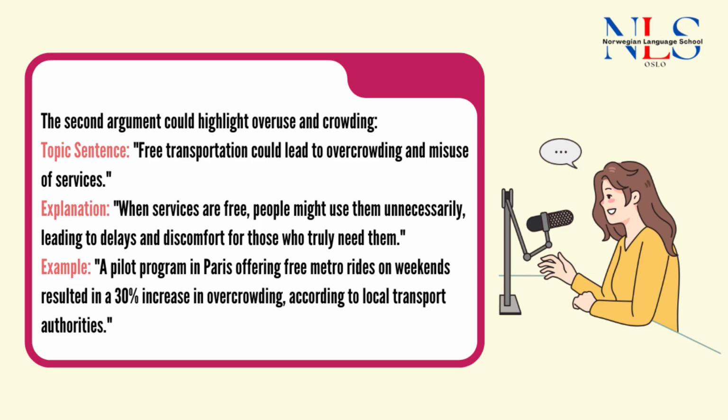The second argument could highlight overuse and crowding. Topic sentence: free transportation could lead to overcrowding and misuse of services. Explanation: when services are free, people might use them unnecessarily, leading to delays and discomfort for those who truly need them. Example: a pilot program in Paris offering free metro rides on weekends resulted in a 30% increase in overcrowding, according to local transport authorities.